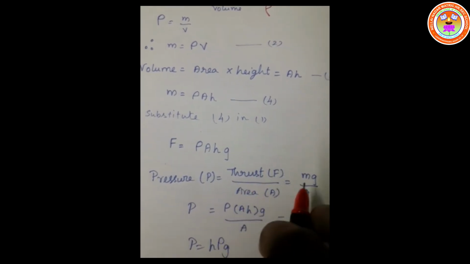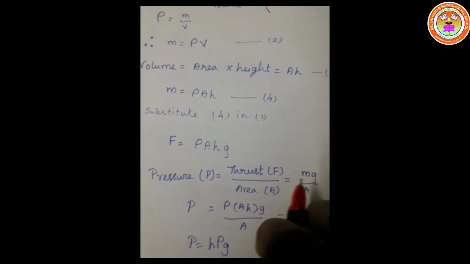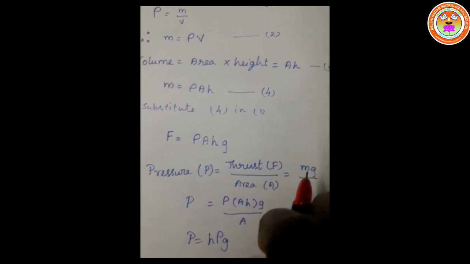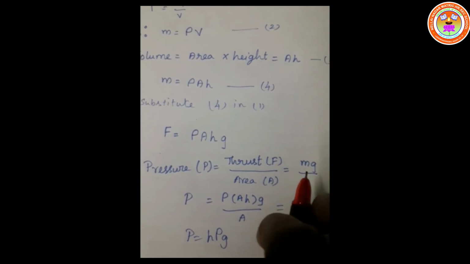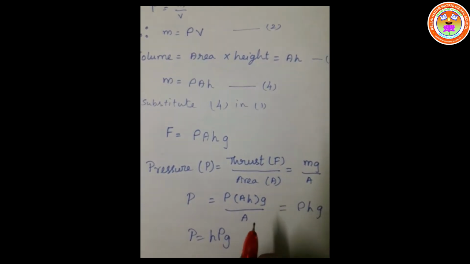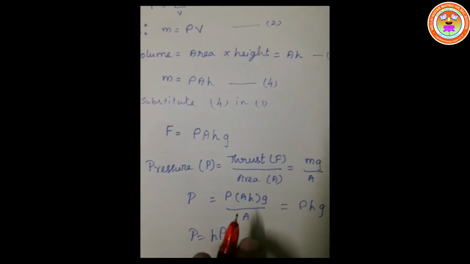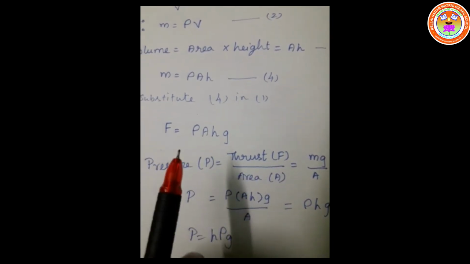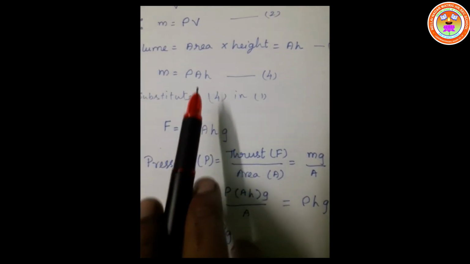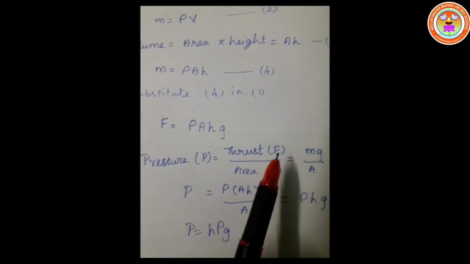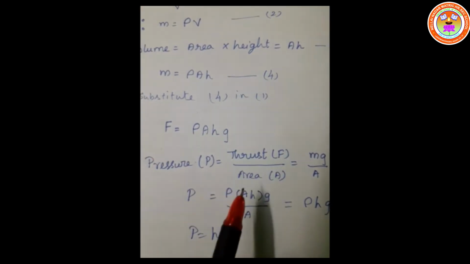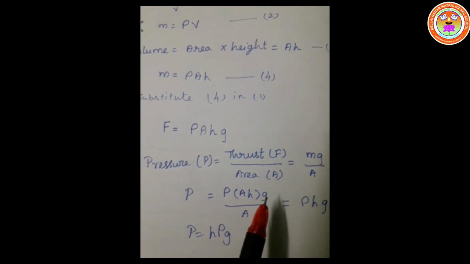Already we know F is nothing but mg, mass into acceleration due to gravity. So the formula becomes mg divided by A. Now substitute the value for m here. m is nothing but, as we have already found, rho A h. Or else we can substitute instead of F; we found that F is nothing but rho A h g.